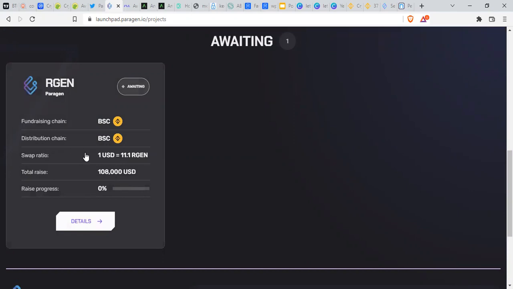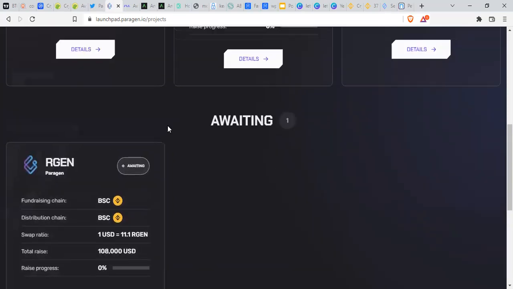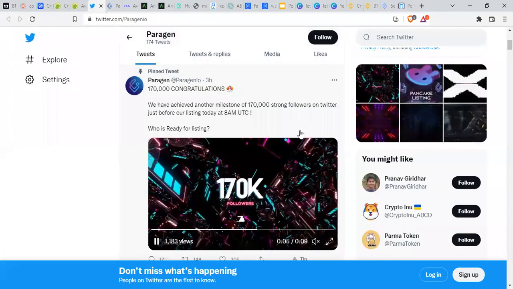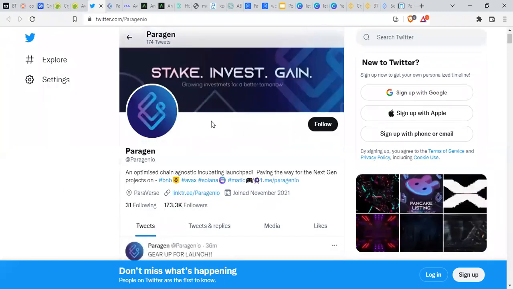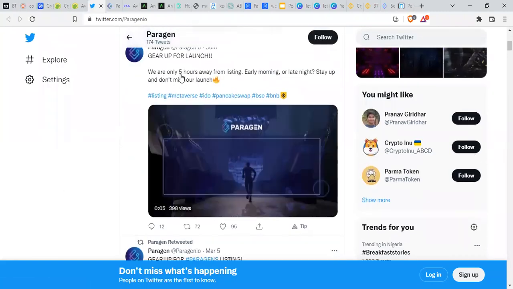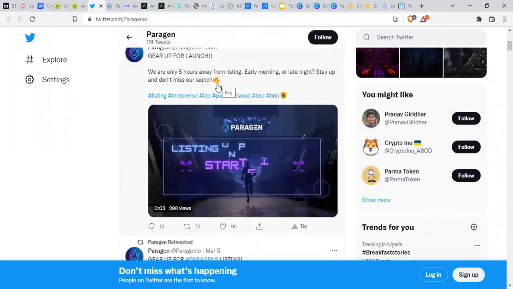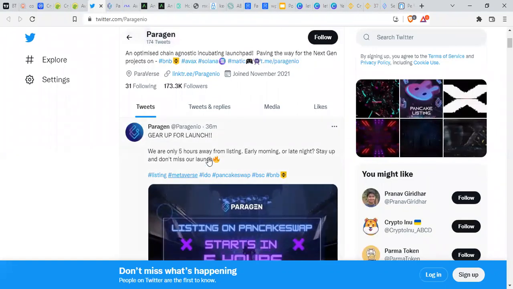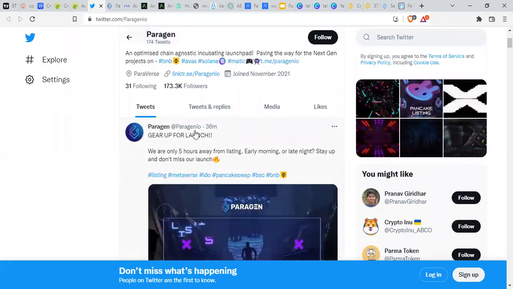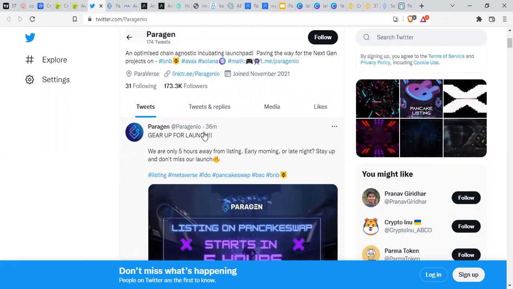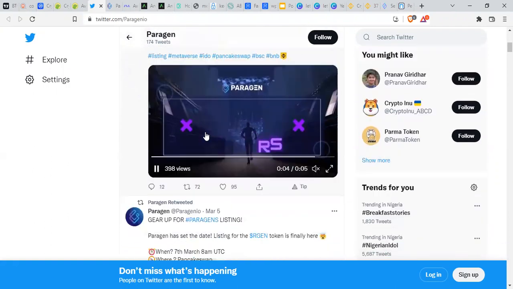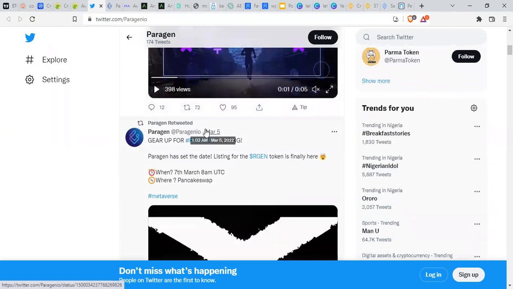So after 8 a.m. today, just go to PancakeSwap and search for this particular token, or maybe you can just go and follow them on Twitter to read the updates about their token. You can see here it's just a few hours to go, let's say 5 hours away from listing. They just tweeted 36 minutes ago, and they are going to be listing on CoinMarketCap.